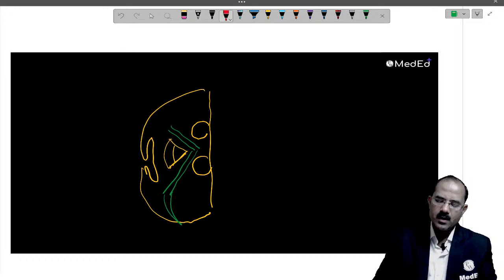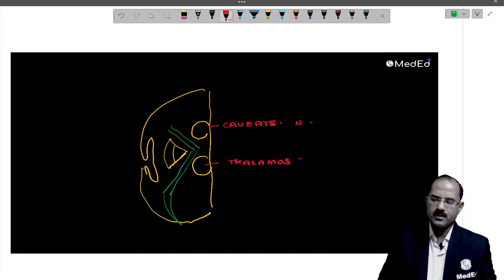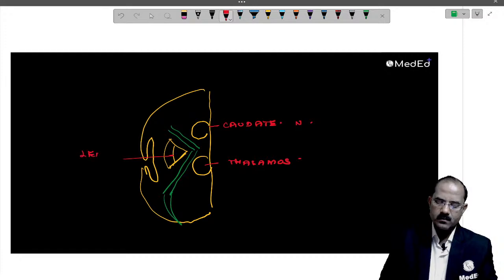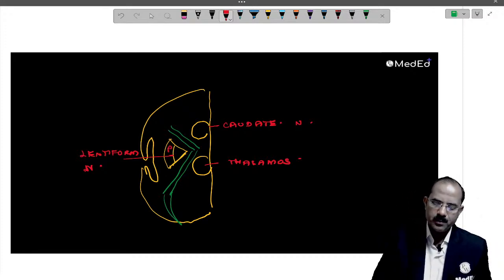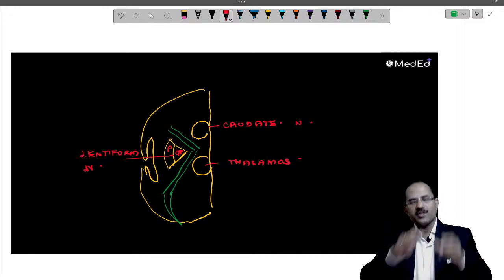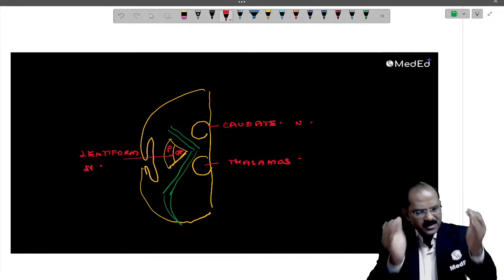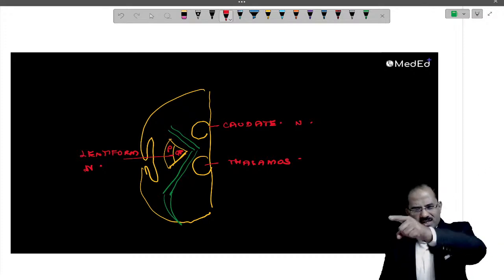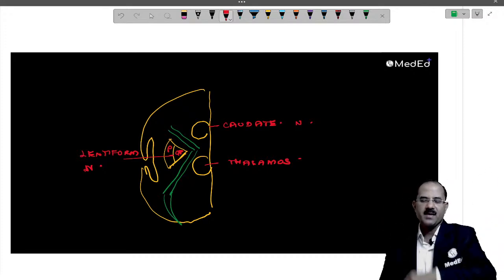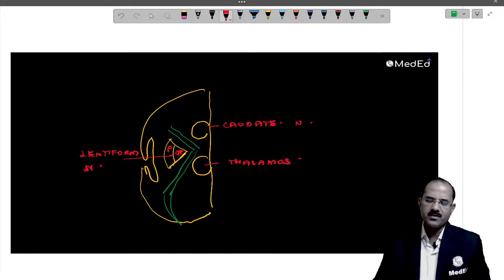That's the internal capsule. What is this nucleus? That's the caudate nucleus. What is this? That's the thalamus. And what is this? That's the lentiform nucleus. The lentiform nucleus is made up of outer putamen and inner globus pallidus. The one on the medial side is the caudate nucleus and behind is the thalamus. This V-shaped structure is the internal capsule.